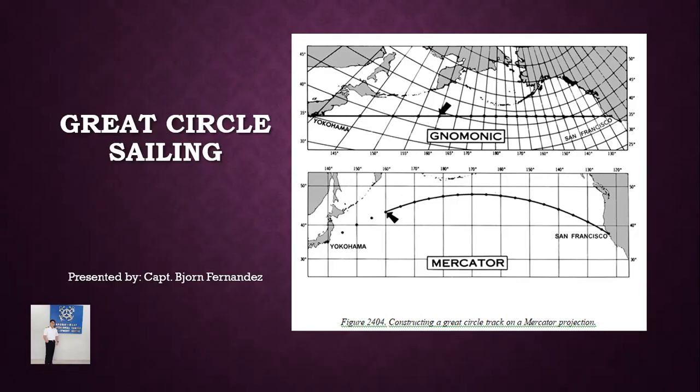Okay, class, good morning. Our topic for today is great circle sailing. Great circle means that in a Mercator chart, you will see a great circle as a curved line. In a gnomonic chart, you will see a great circle as a straight line, as shown on your slide right now.